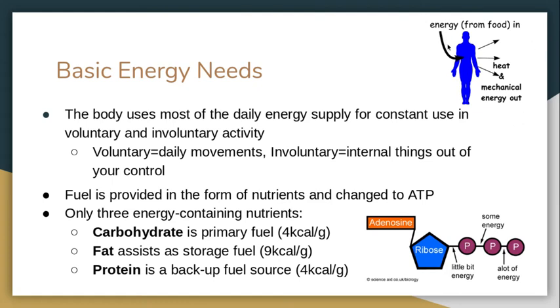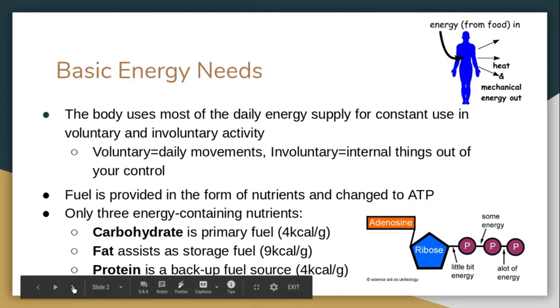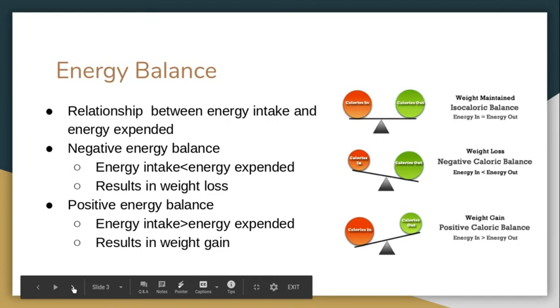And so this little image right here too gives you an idea that if I eat my food, I get energy from it. I am able to move my body. So that's my mechanical energy. And I also get some heat. So we're not the most efficient human beings, and we produce a lot of heat in our body, in addition to moving it around. So those are kind of our basic energy needs.